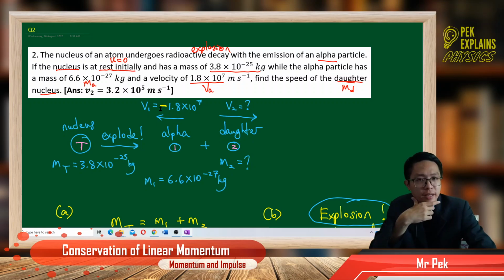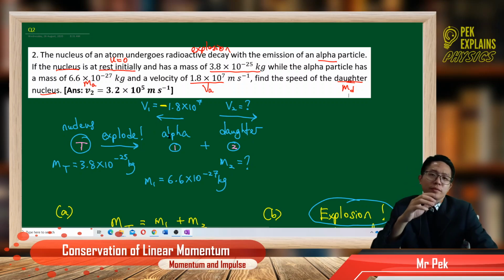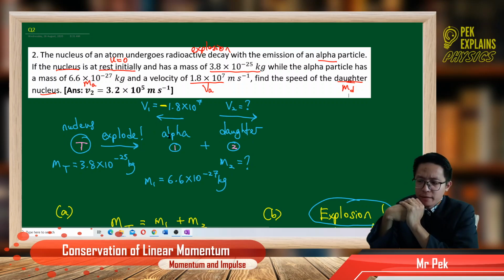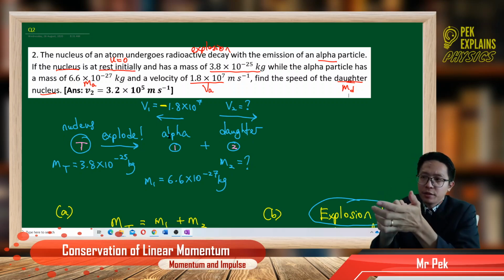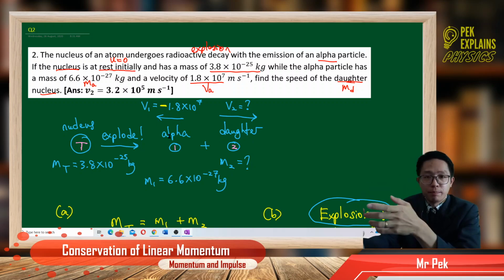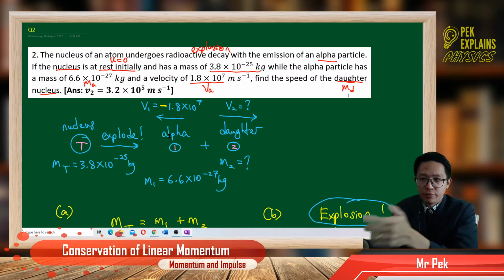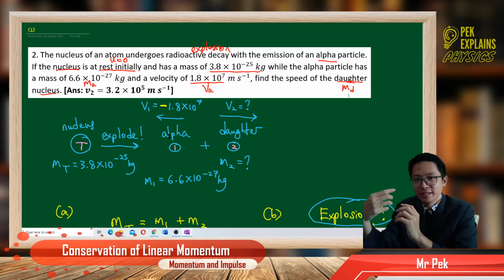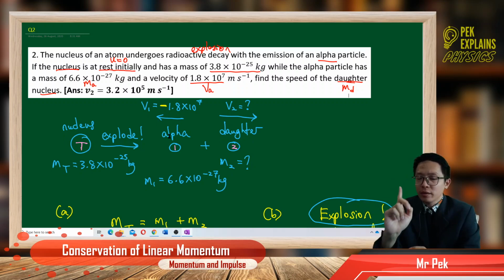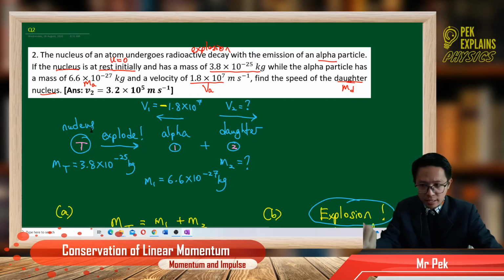Why did I put a negative sign there? You learned about explosion before. Explosion is something like a bullet with a pistol. After you fire off the bullet, it moves to the front, but the pistol recoils backward. The bullet moves to the right, but the pistol moves to the left. For explosion, one of the members must move in the opposite direction. Same thing for radioactive decay.